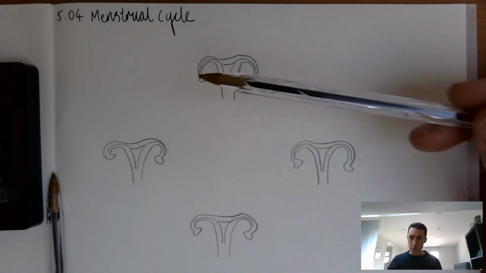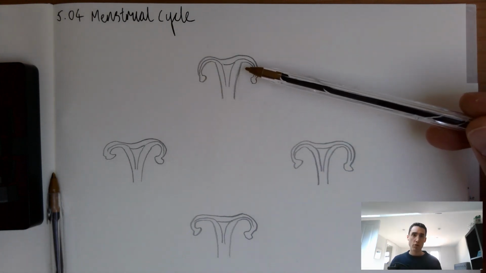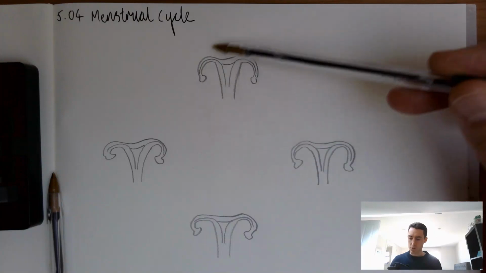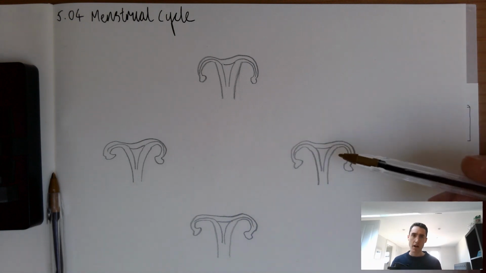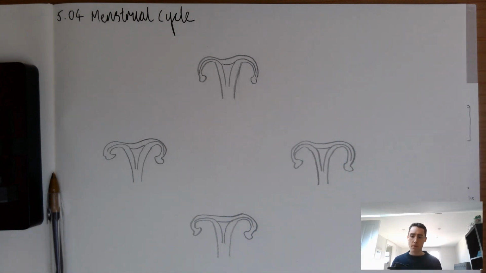Now, this will be day 1. I've followed what's in the slides, so this will be day 1. But for me, it makes a bit more sense to start at day 5, at the end of the period. We'll come back to here and put the days on later. But firstly, what I want to do is talk through what's actually happening inside the female's body.